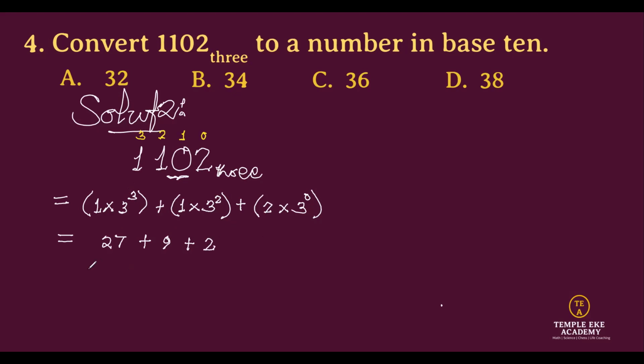And now we can get our final answer by adding everything. 27 plus 9 is 36. 36 plus 2 gives us 38 in base 10. And this is our final answer. Very simple. And that is actually option D.